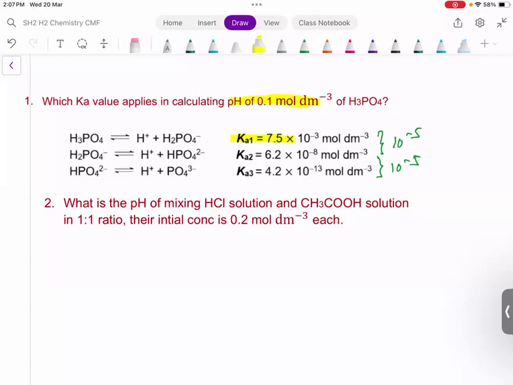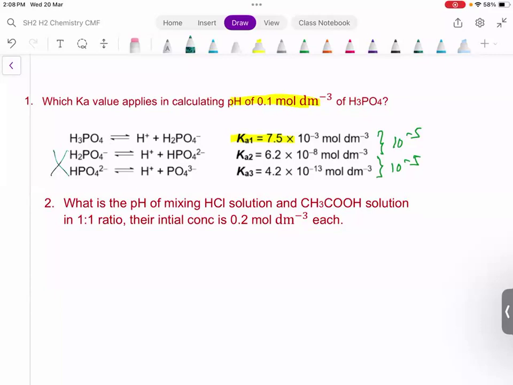So you only form H2PO4-. So the rest will not occur. If you have H3PO4 in water, you only see Ka1 taking place. Ka2 and Ka3, none at all. They are suppressed. Then one student from the other class asked me, if we are only interested in Ka1, then why do we bother to find out the values for Ka2 and Ka3?